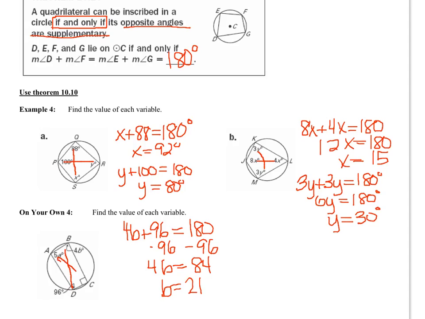Again, my opposite angles here are going to be supplementary. So 5a plus 90 equals 180 degrees. Subtract 90 from both, and you get 5a equals 90. Divide both sides by 5, and you'll find that a equals 18.